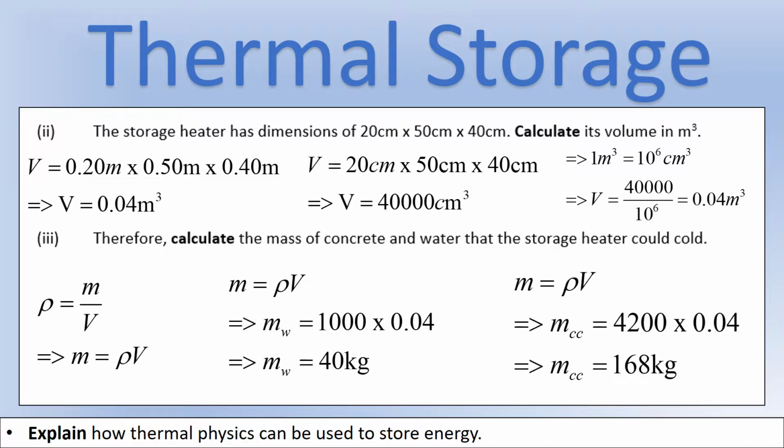which gives us 40 kilograms of water inside this volume. We can do the same thing for concrete, which is why I've used CC as like the little subscript there. So from the first slide, we have the density of concrete is 4,200 kilograms per meter cubed, times it by the number of meters cubed, gives us the mass of concrete we can have is 168. So actually, inside a storage heater of the same size, we can have a much larger mass of concrete, which is going to give us a larger amount of energy stored. So in terms of the mass, we can see that concrete, we can have about 4 times as much as water. So that's going to be our preferred material in terms of the mass.